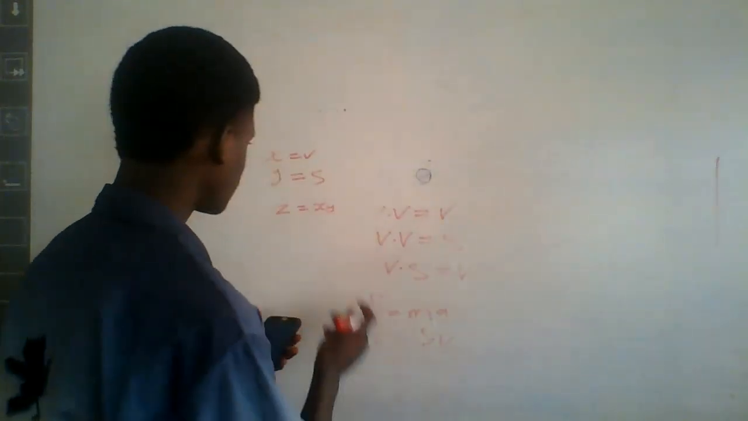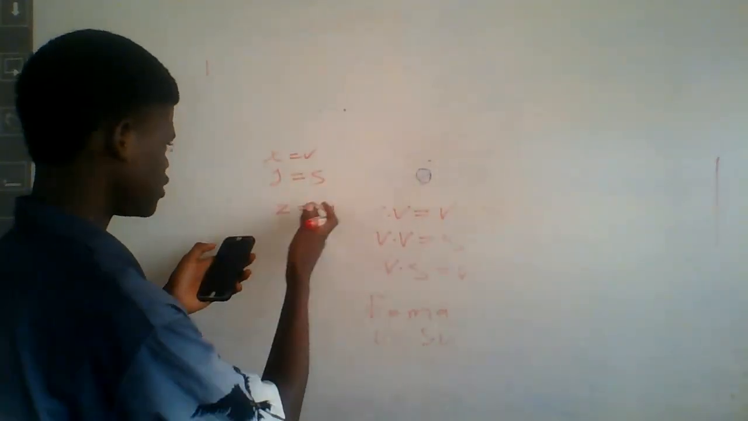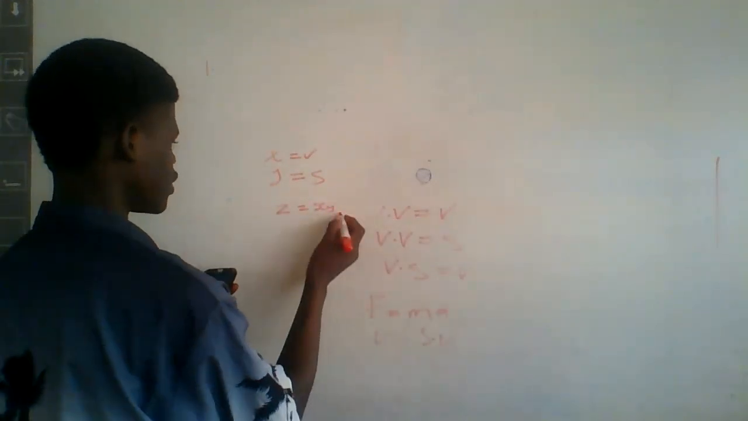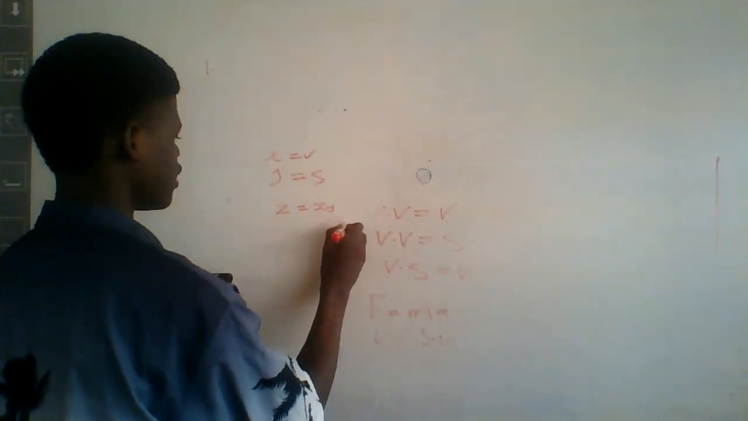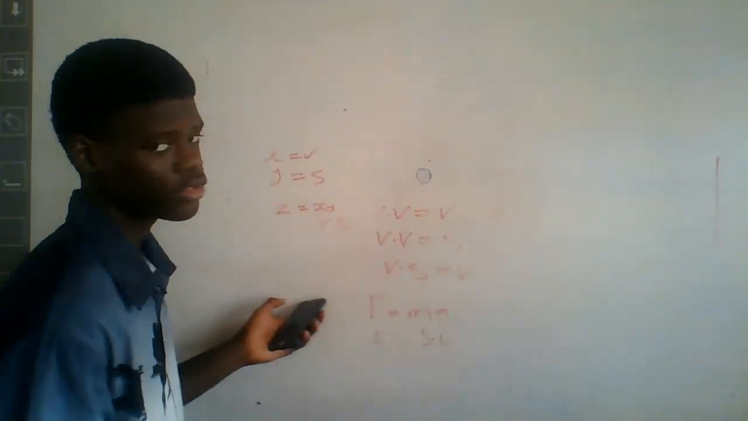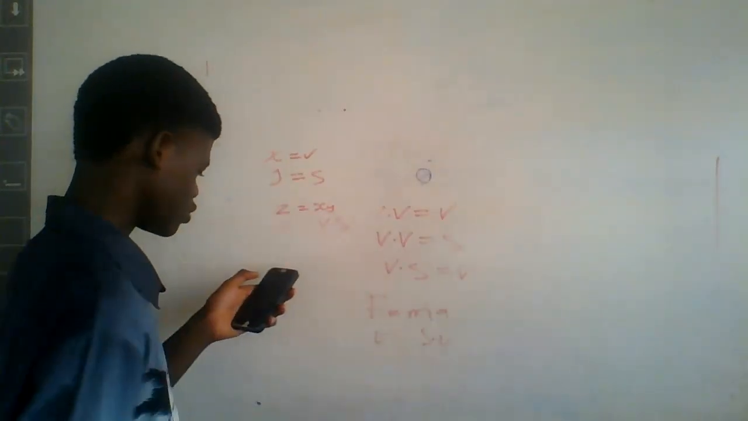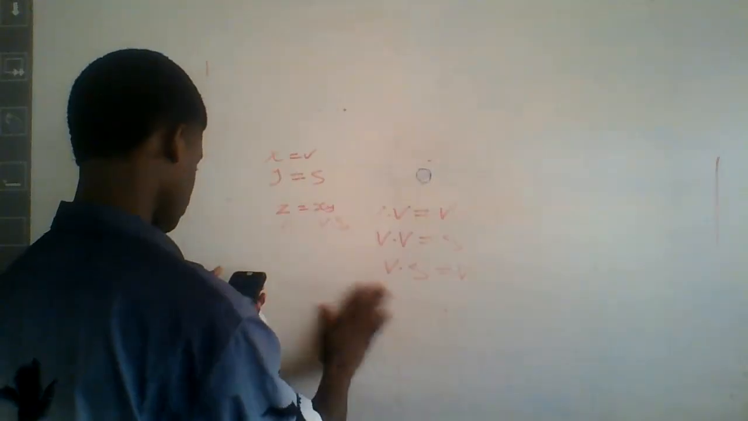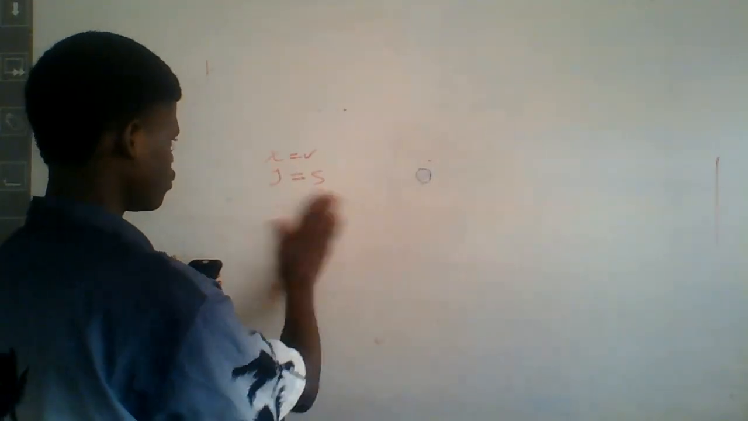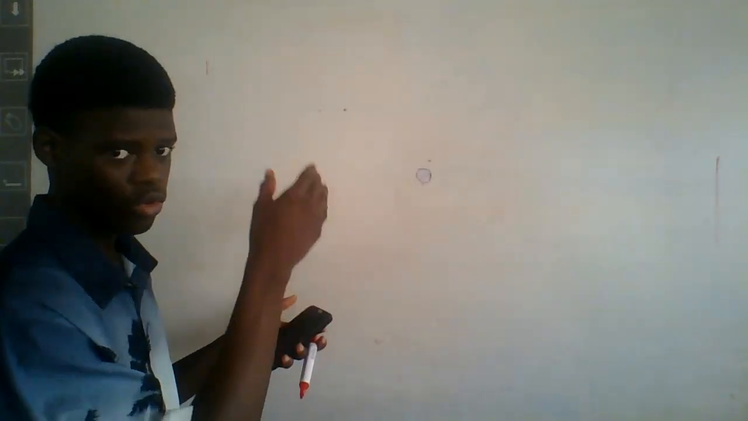In this question, they said x is a vector, y is a scalar, and z is equal to xy. So vector times scalar is what? Vector. That's why z is a vector. So the correct answer is option A, vector. z is the product of a vector and a scalar, so z is a vector.